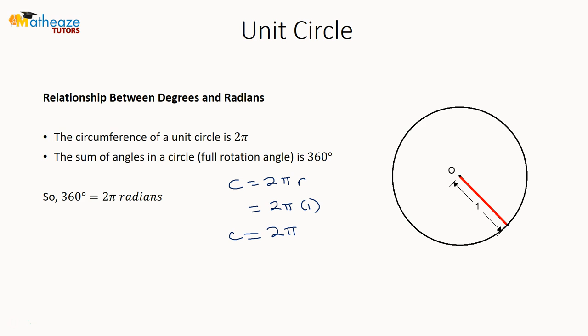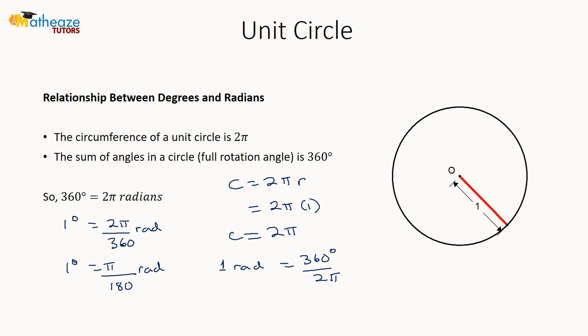So let's establish some other relationships. So 1 degree is equal to 2 pi divided by 360 radians. We use RAD for that. So 1 degree is pi over 180 radians. And then 1 radian is 360 degrees divided by 2 pi, which is going to be 180 over pi degrees.